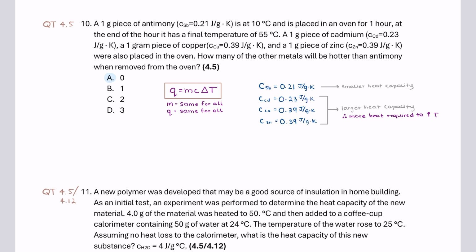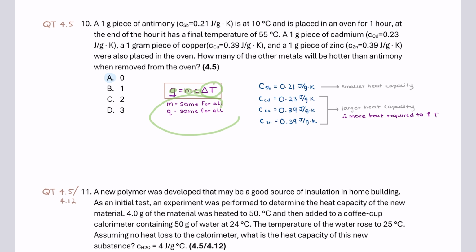Let's break this down by understanding what determines temperature change when something is placed in a heat source like an oven. Here we're going to use the equation Q is equal to mc delta T, where Q is the heat absorbed, m is the mass, c is the specific heat capacity, and delta T is the temperature change. Now here's the key. All of the metals were placed in the same oven for the same amount of time, and they all have the same mass, 1 gram.